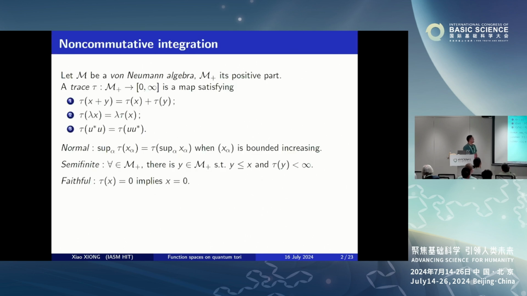Let's begin with the integration. If we have a polynomial algebra, then we can define a trace. This kind of trace is an abstract version of integration in a functional analysis way, because the conditions here are all fulfilled by integrals. Here, the first one is additivity, then linearity, and this is the tracial property.